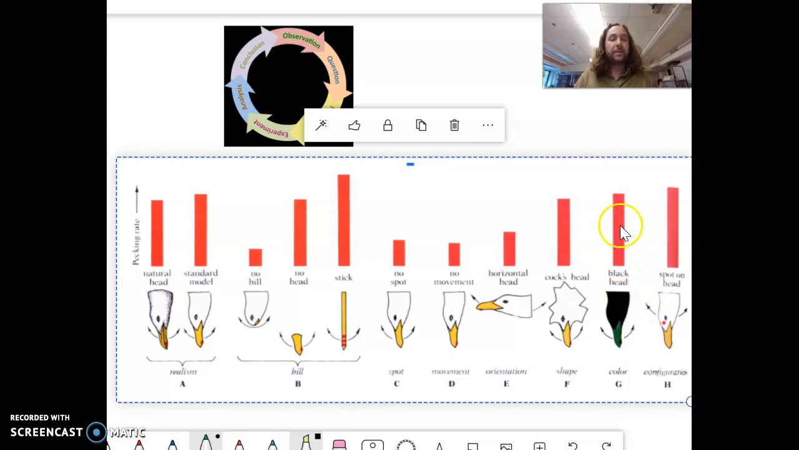You don't want to think about it in terms of, did pecking happen? Well, then it must be a cause. No, instead you want to think about, did it change the amount of the behavior when I took something away or added something? So when I made the head black and green, nothing happened to the amount of pecking compared to a natural head or a standard model. Okay, so that's how you're going to think about it as we go forward.